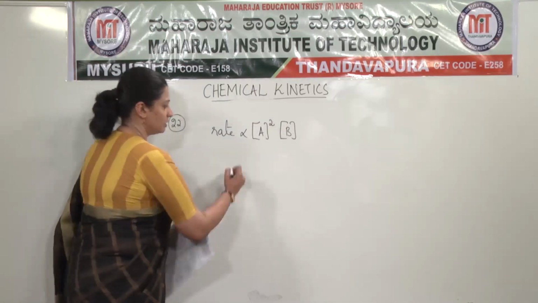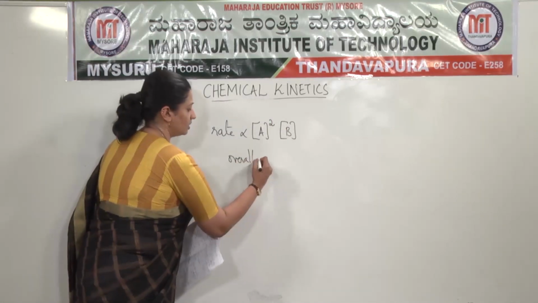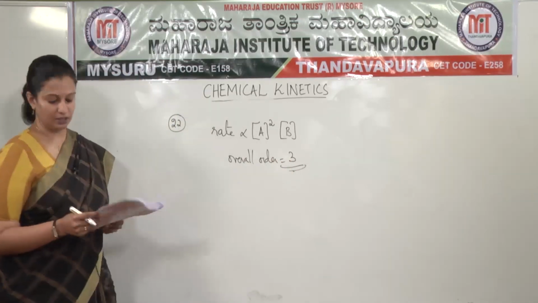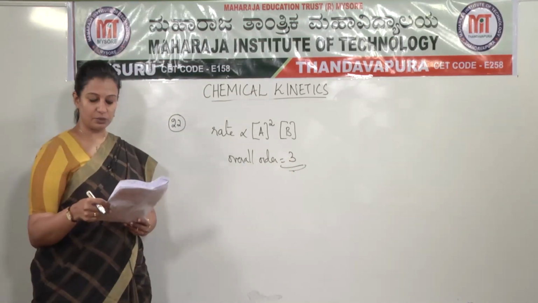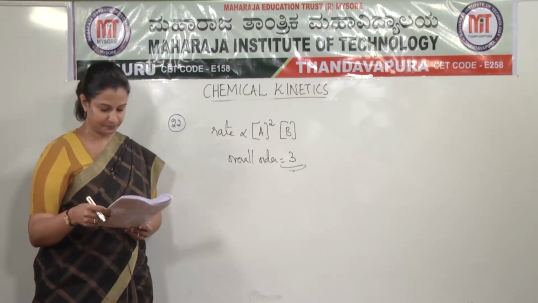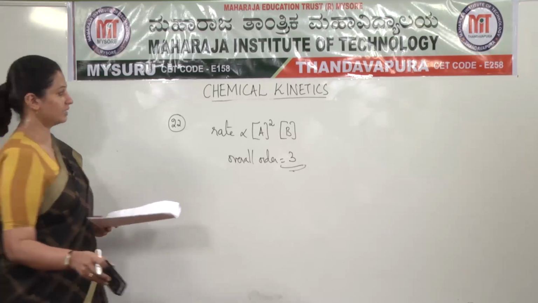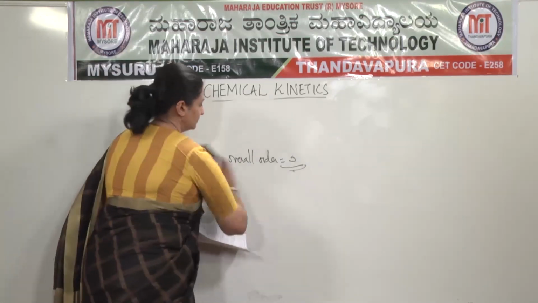So the overall order will be equal to 3. So the answer for question number 22 is option C. Now the 23rd question. Interesting one, because it's like a reverse of what we've been doing so far.